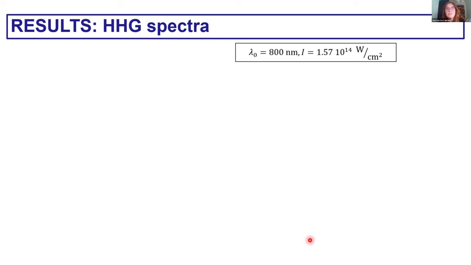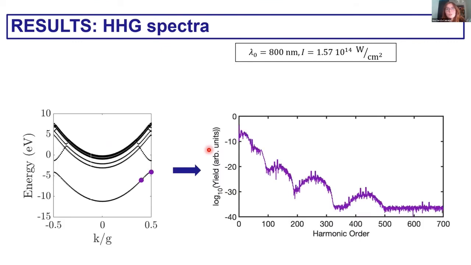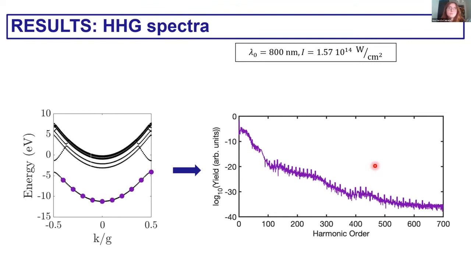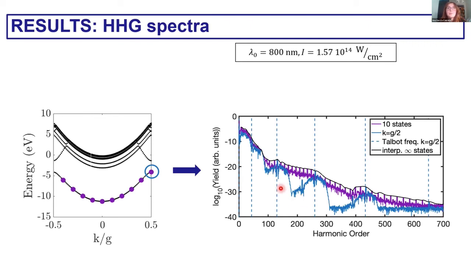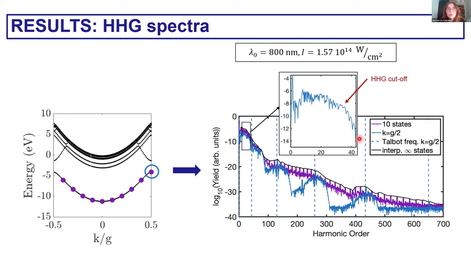For a driving wavelength of 800 nanometers, we obtain the following spectra, depending on the initial states. Let's see what happens if we consider 1 state, 2, 4 states, and 10 states. Each state produces a series of plateaus at different frequencies. These frequencies follow a specific rule, as we will see later. Also, our spectrum extends well above the typical HHG cutoff.